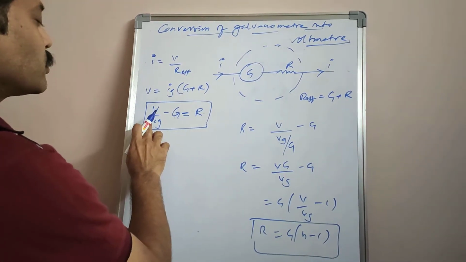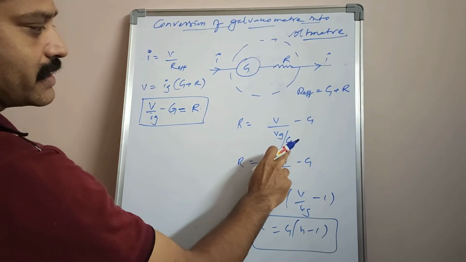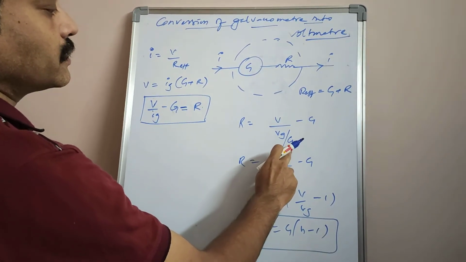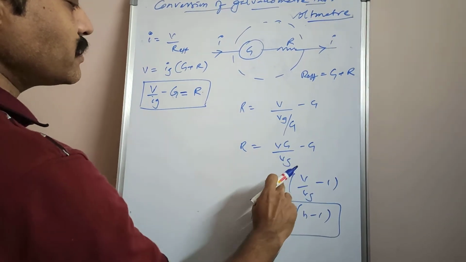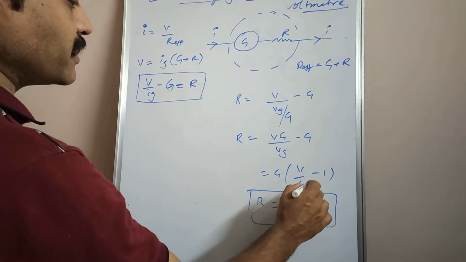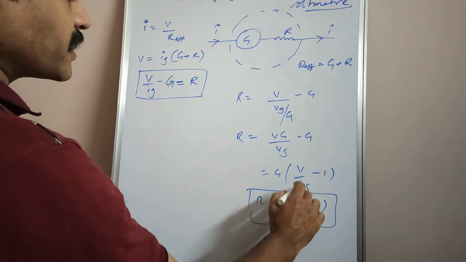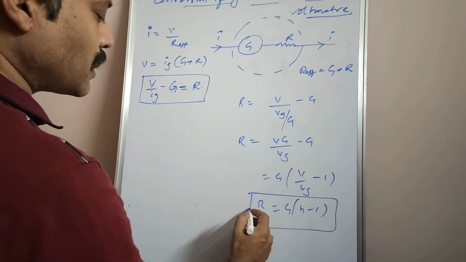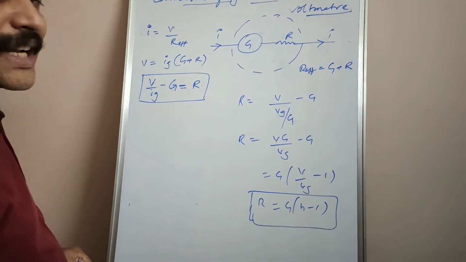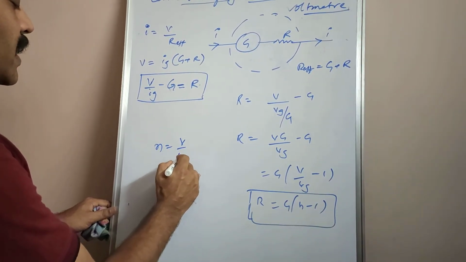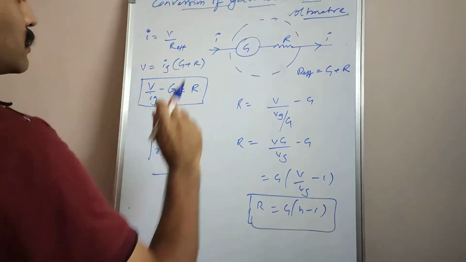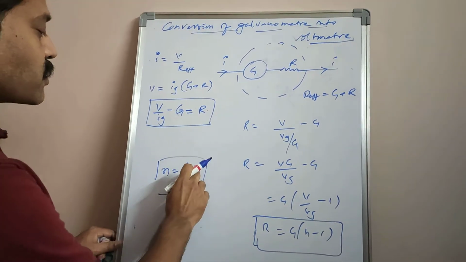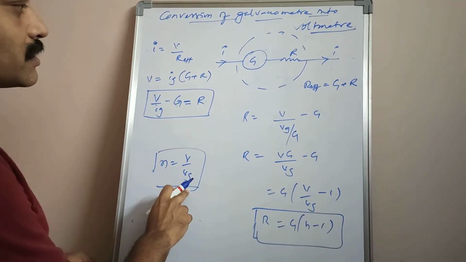Now R is equal to V by, in the place of IG we can take Vg by G, since current through galvanometer equals voltage by resistance. So G taking to the numerator, we get R equal to VG by Vg minus G. So taking G common, you will get G into V by Vg minus 1. So this V by Vg is considered as N. So therefore R is equal to G into N minus 1, where N is the fraction of the total voltage applied across galvanometer.